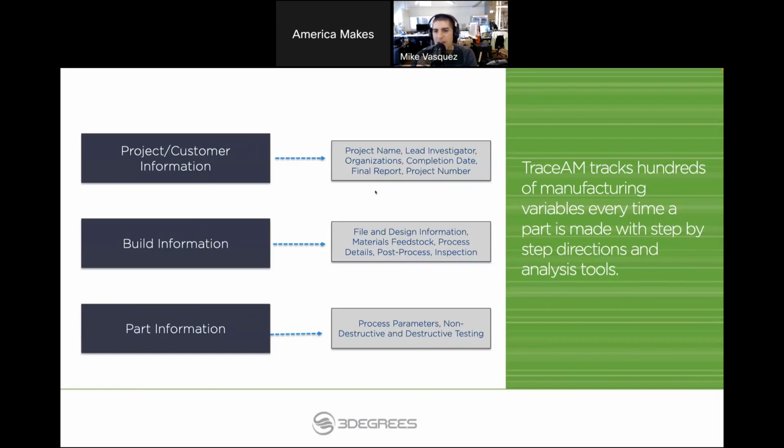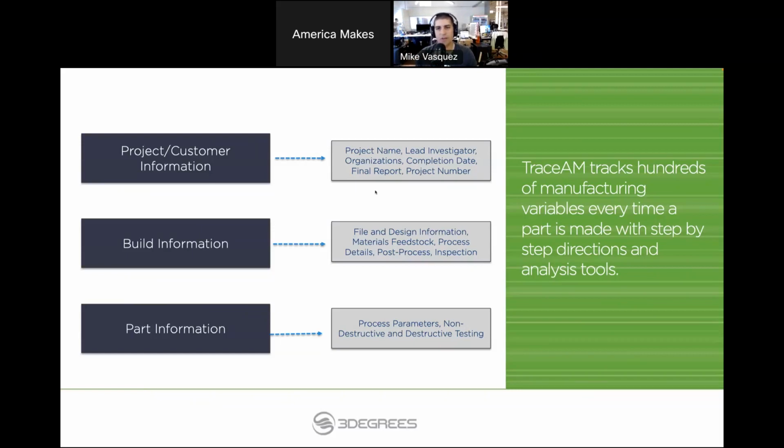If it's 3D printing, you have some file and design information. You have to start with a 3D model, and there's information around that. You have to have a material. You have to have a process and process parameters on the machine to do that. Usually there's some post-processing and then inspection, some sort of testing that's involved.